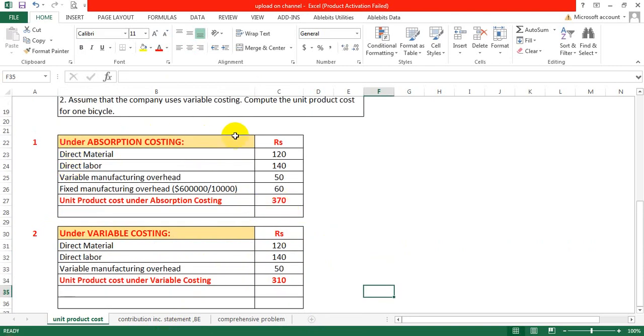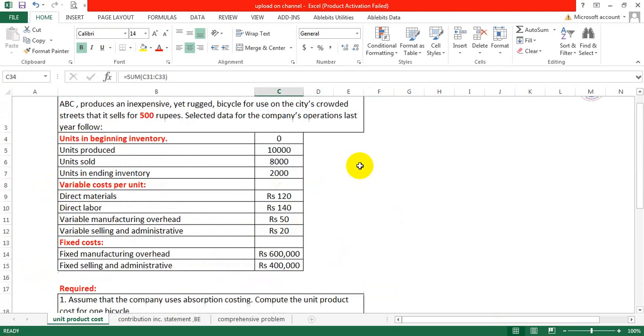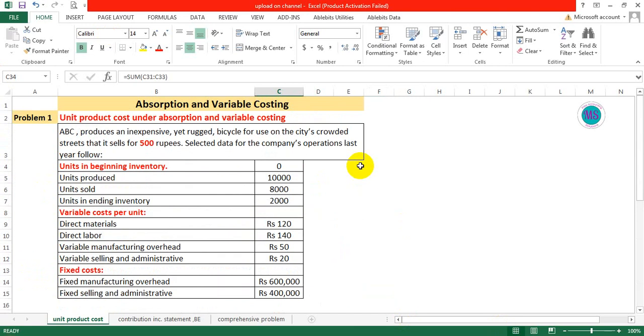See, in absorption costing, my unit product cost is 370, and in variable costing, my unit product cost is 310, right? So this is the requirement of this question.